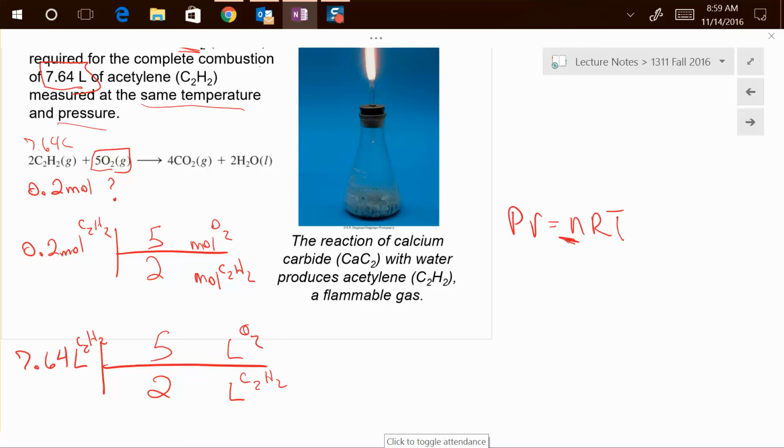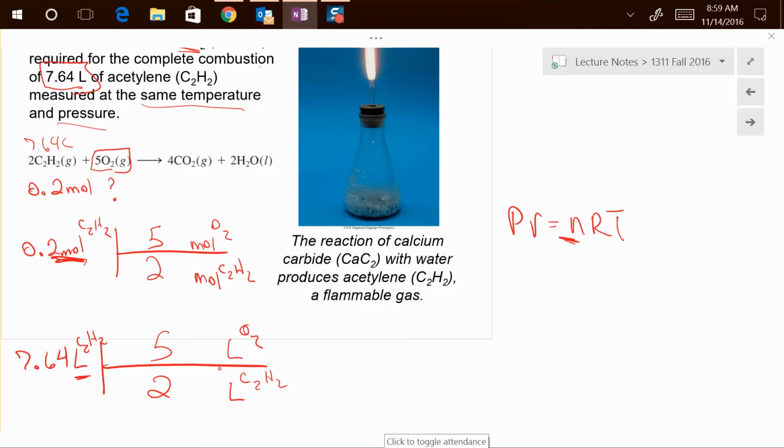Okay. So that's kind of the story behind this. That we could do mole to mole conversions, but you can just do liter to liter conversions in the same way. Okay. All right. Any other questions about that?